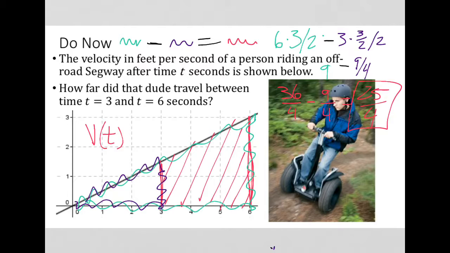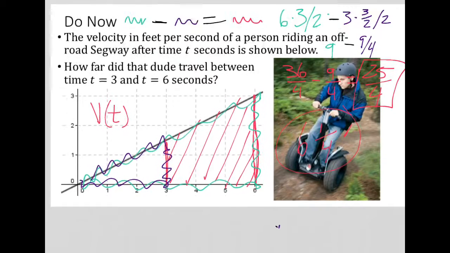Well, what is it really? 25 fourths. Well, how many times does 4 go into 25? Well, 4 goes into 25 6 times. So we're getting 6 and 1/4. 6 times 4 is 24 with that extra 1/4 there. So this guy traveled 6 and 1/4 feet. Well, let's look at that another way.